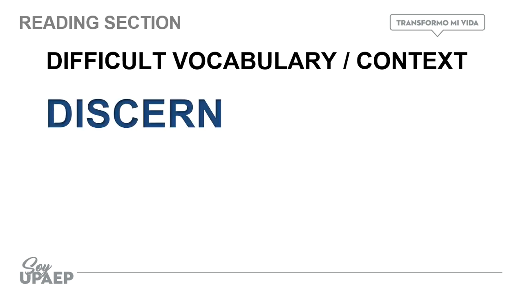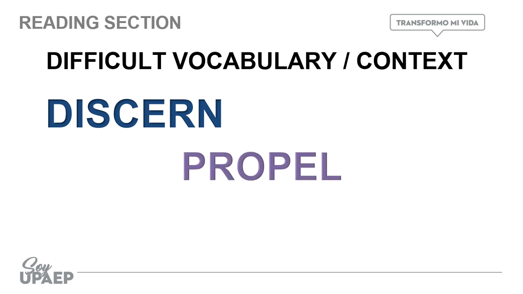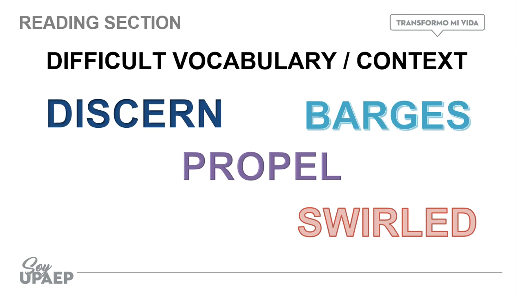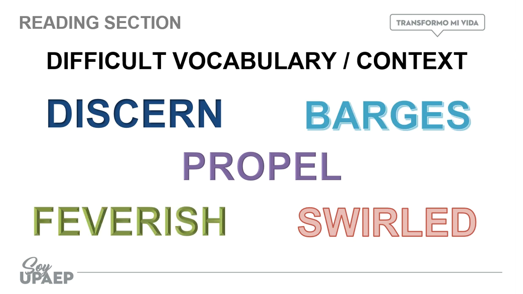I have a question for you. Have you ever seen the word discern? Or the word propel? Or the word swirled? Or barges? Or feverish? No? They are difficult words. And guess what? You can find them in the passages on the TOEFL test.